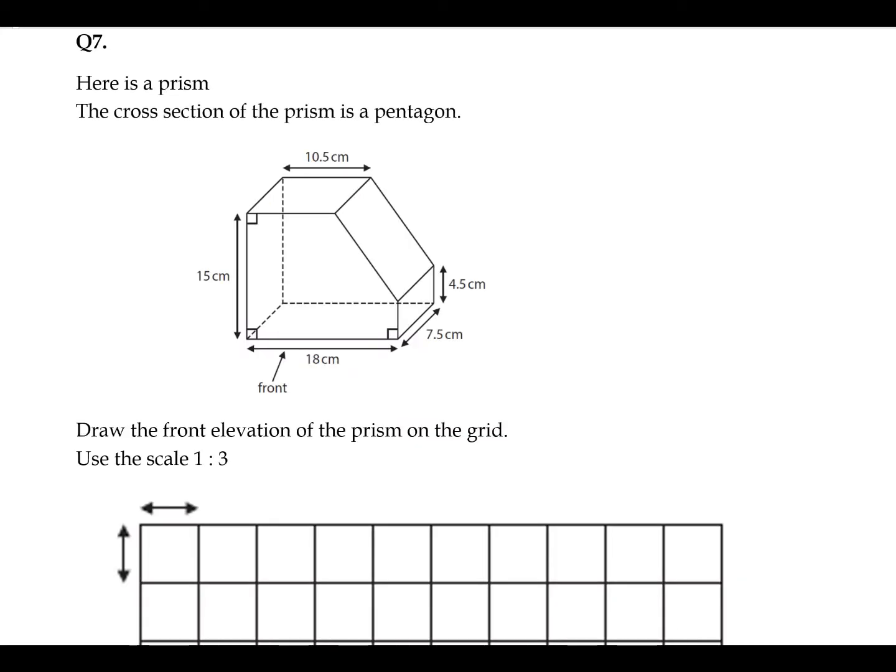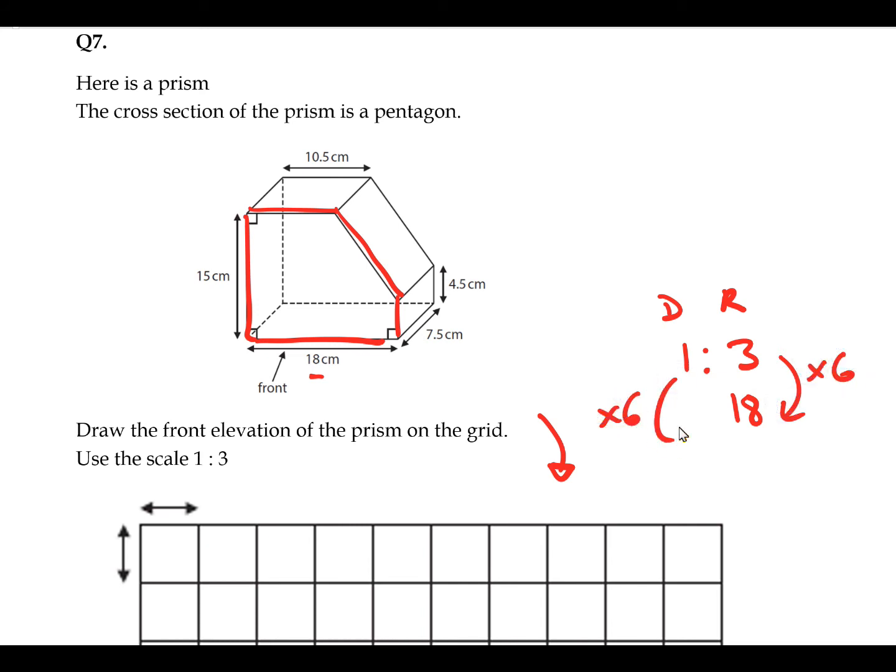Question 7. Here is a prism. The cross-section of the prism is a pentagon. Draw the front elevation of the prism on the grid using the scale 1 to 3. So we need to draw this shape onto our diagram using a scale of 1 to 3, where we have our drawing and our real prism. So for example, the base here is 18 centimetres, so the scale is 6, so I need 6 centimetres to represent this. So 6 squares will represent that.